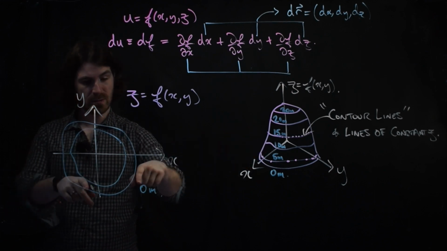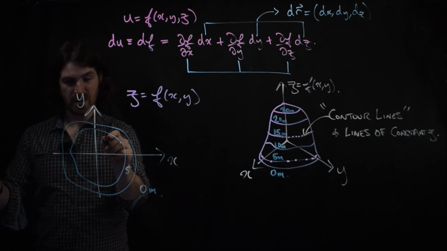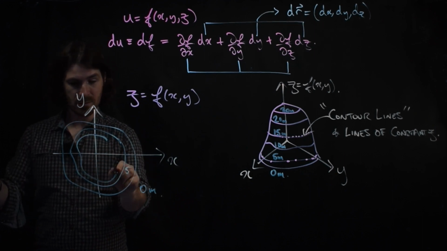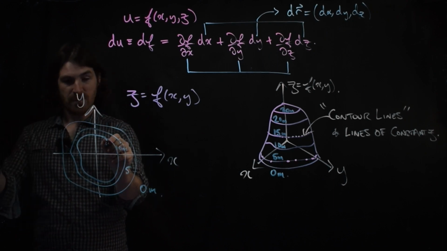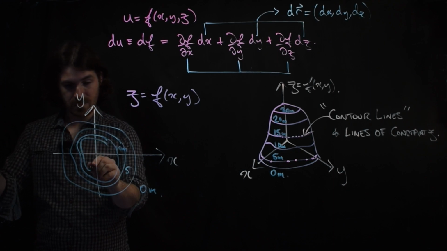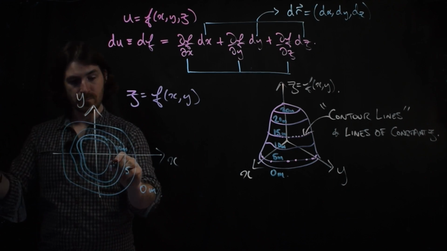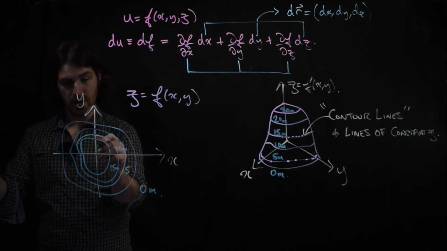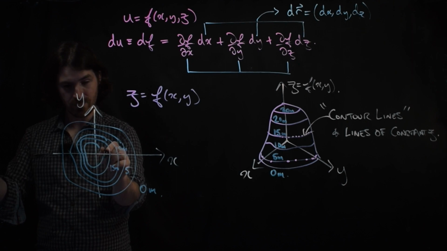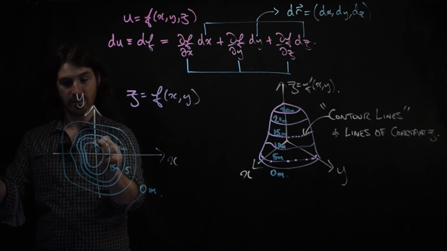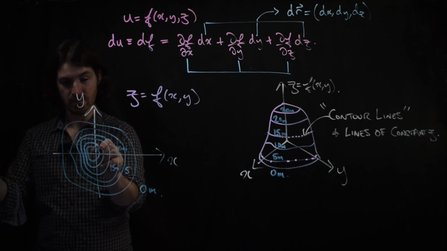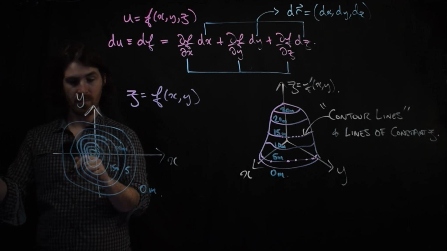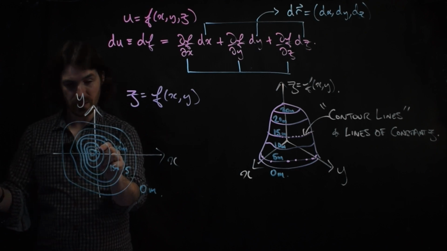So this is 0, this is 5, maybe 10 meters looks like this. Maybe 15 meters is like this. And then 20 meters. 25 meters. And say 30 meters. And eventually we get to our peak.